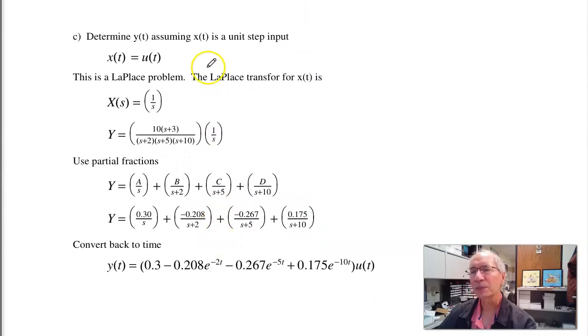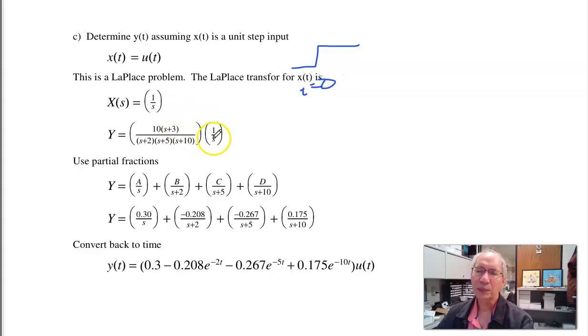Part C. Suppose instead x is a step input. Now solve for y. In that case, take the Laplace transform of x, multiply by the gain, and that's the Laplace transform for y. It's a Laplace transform when it turns on at t equals 0.